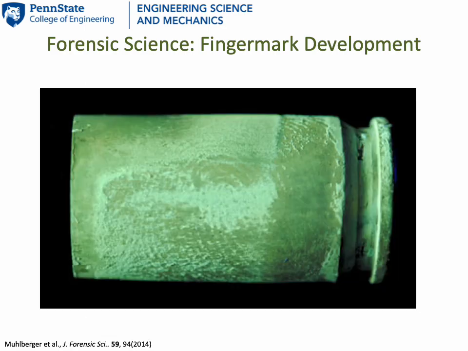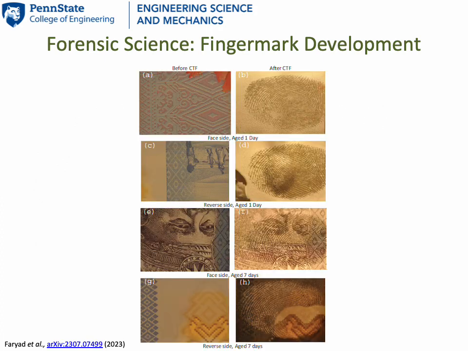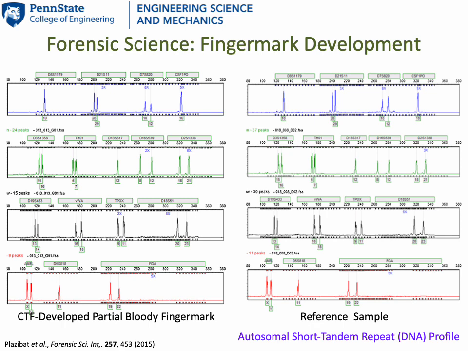This method was successful even in exposing latent finger marks on cartridges after discharge, and also on compact discs, as well as polymer banknotes. Finger marks often contain DNA. Here is a partial bloody finger mark that was developed by depositing the columnar thin film of a chalcogenide material on top of it. Subsequent DNA analysis showed almost perfect identification of the donor of the partial bloody finger mark.